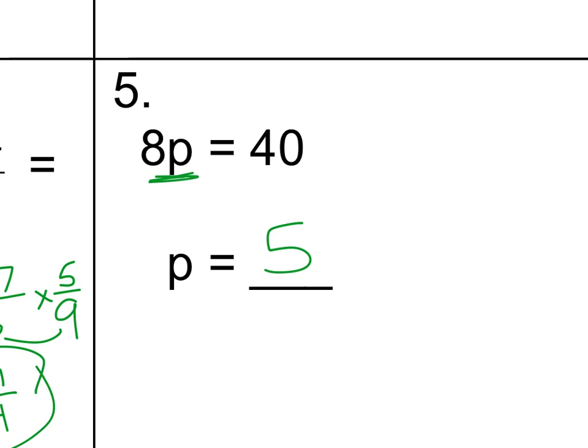If you divide 8 by a multiplication problem of 8, in this 8 times P, they cancel out, making it 1P or just the P. But that means I also have to divide 40 by 8, and 40 divided by 8 is 5. And that is the balancing equation method.